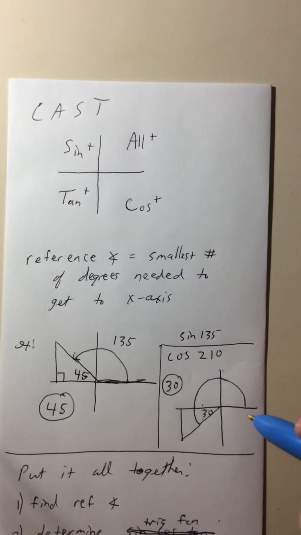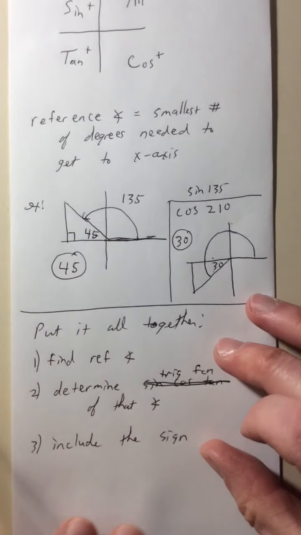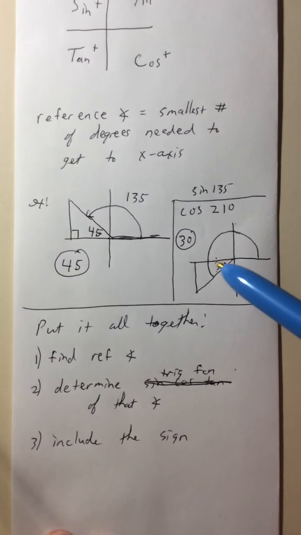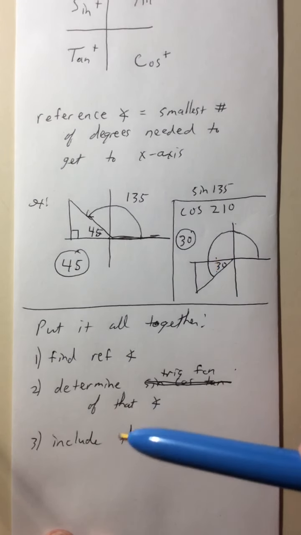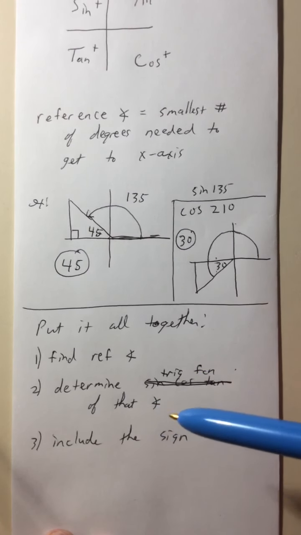When we're over here, we just need to do 360 minus the angle, and that'll get us how many degrees we need here. But again, it's just how many degrees you need in order to get to the x-axis. That's all we need. All right, let's put it all together. There are 3 steps. First thing we need to do is find the reference angle. Boom, we just talked about that. The second thing we need to do is determine the trig function value of that angle. And then we'll do that.